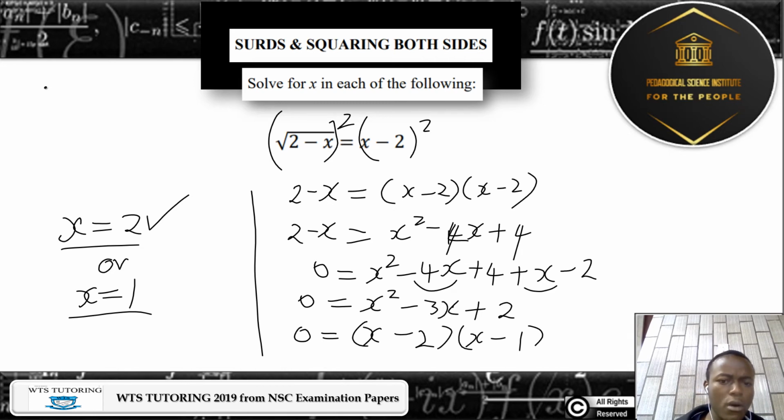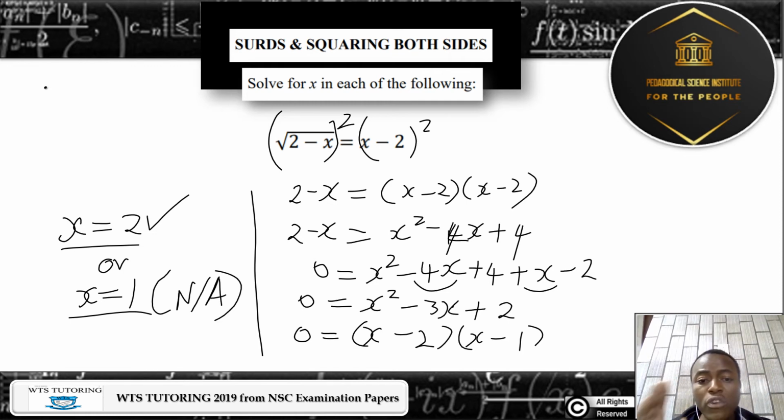Root of 2 minus 1. It's giving me 1, right? Root of 2 minus 1, it's 1. But if you go on the right hand side and you substitute 1 there, it will be 1 minus 2, which will be negative 1. 1 and negative 1, they are not equal. So this answer is not applicable.